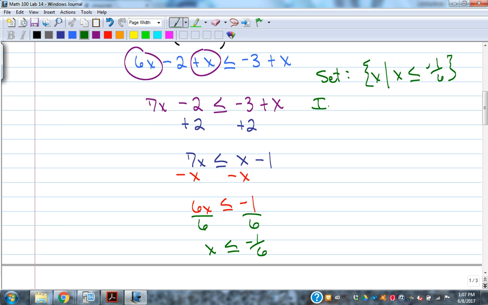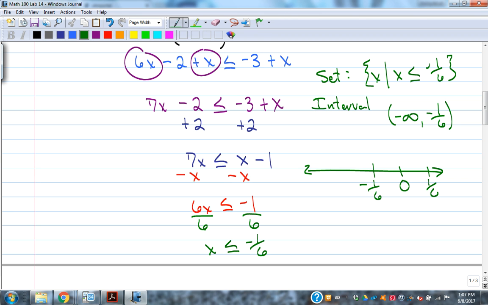Interval notation, negative infinity to negative 1/6. And the graph, negative 1/6 in the middle, 0, 1/6, negative 2/6, negative 3/6. So parenthesis going to the left with our shading.